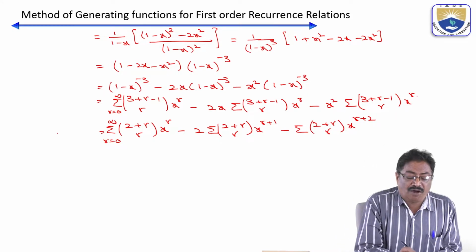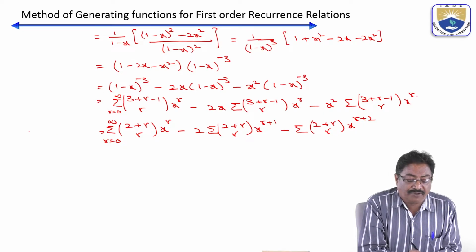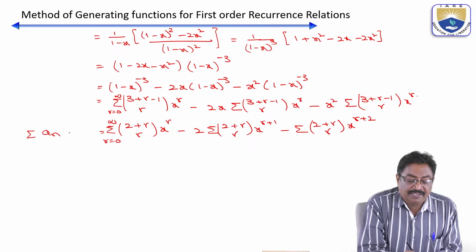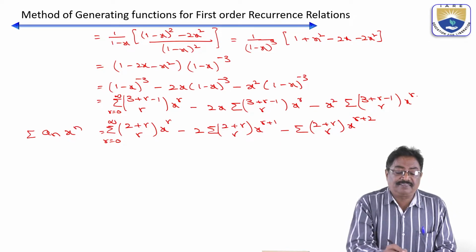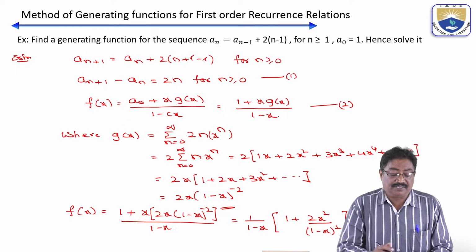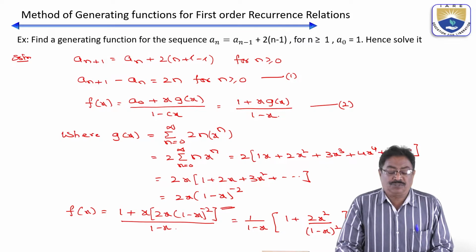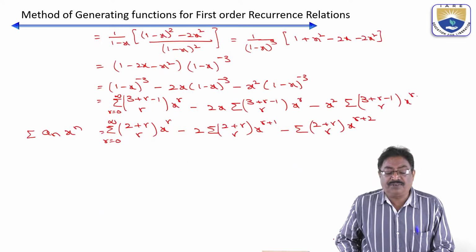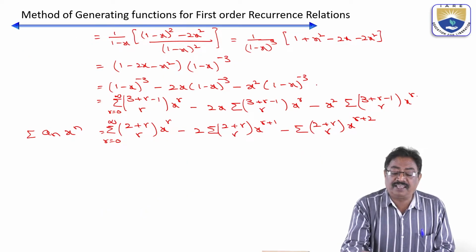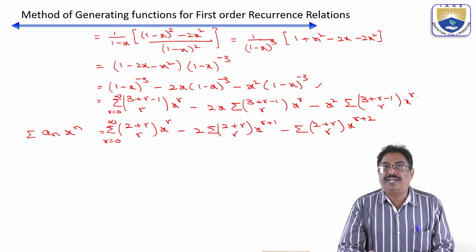Now this is f of x. So what is f of x? f of x is nothing but the summation of a n x to the power of n. So of course this is the generating function of the given sequence. We are just saying that this is the generating function, or else we can consider any one of these. Then we are now going to solve the generating function.